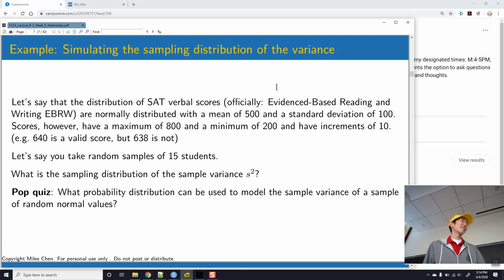Okay. So pop quiz, no points, but just pretend. What's the probability distribution that we can use to model this sampling distribution of the sample variance? Do you guys remember this? Sampling distribution of the sample variance? I think this is covered in 100B. Yes or no? No? Maybe? Nobody knows.